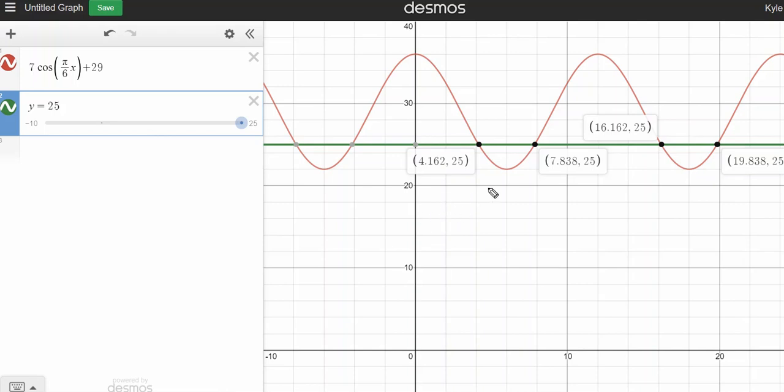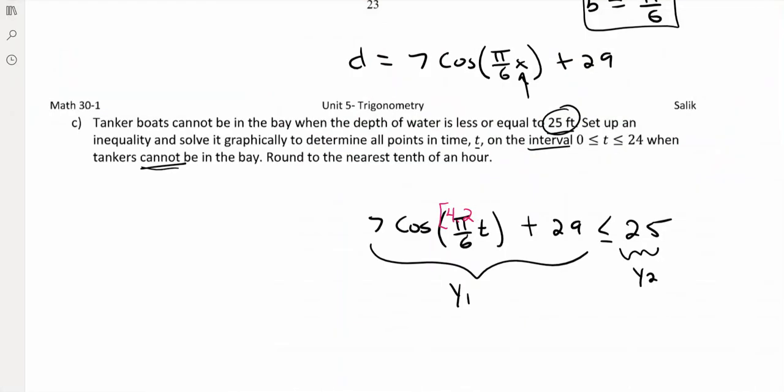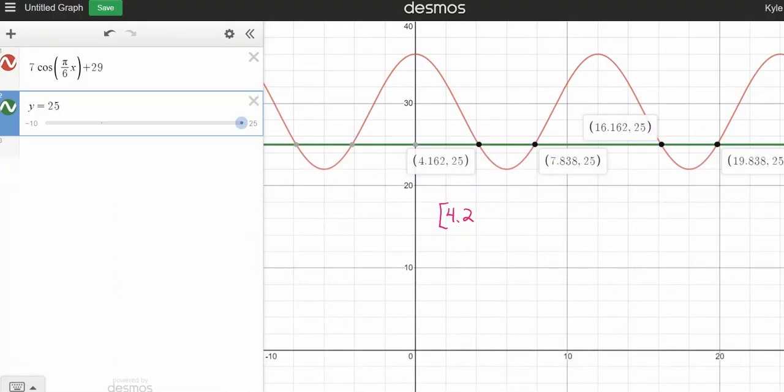If we're writing this in interval notation, I'm going to start at this point and end at this point for my first one. It's less than or equal to, so I'm going to use a square bracket. It goes from 4 point, and I think I'm supposed to round to the nearest tenth. I better check. We are supposed to round to the nearest tenth of an hour, yeah. Okay, so 4.2, comma, and then this one would be 7.8. Okay, that handled the first one.